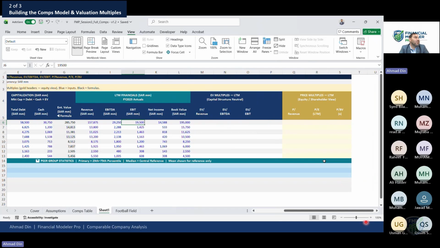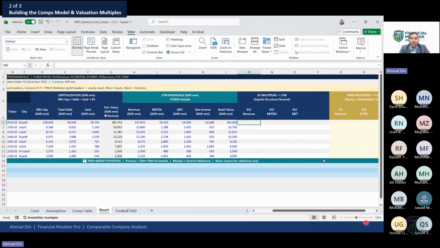Now we will calculate our multiples for the price to earnings and price to revenue. We already have the market cap, so there's no need to calculate that step. For the enterprise value multiple, what will be our formula? Our enterprise value divided by revenue. Here we will anchor the row for the enterprise value because we need to drop and drag the formula.